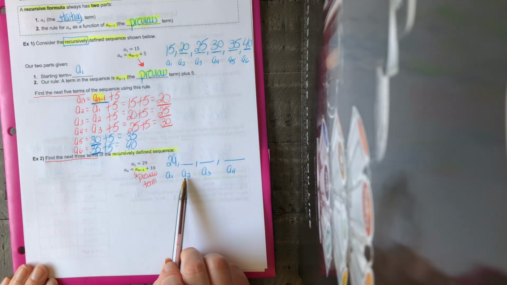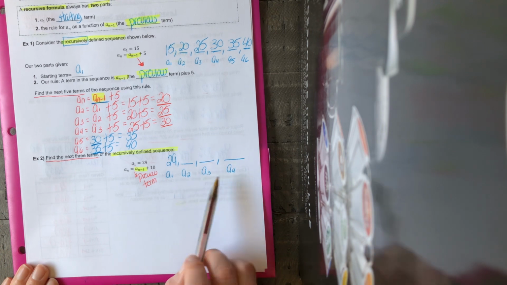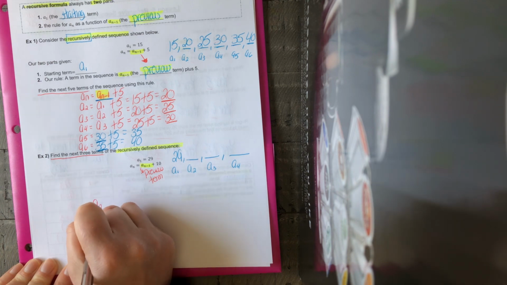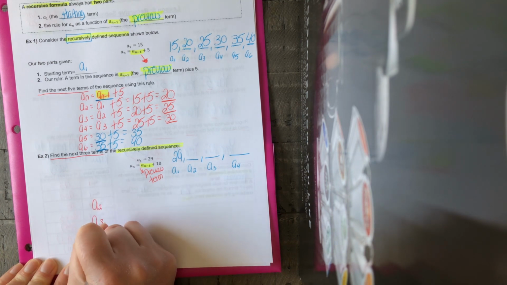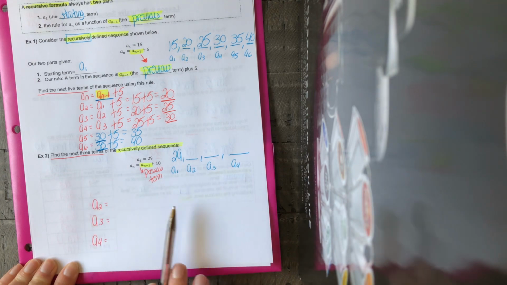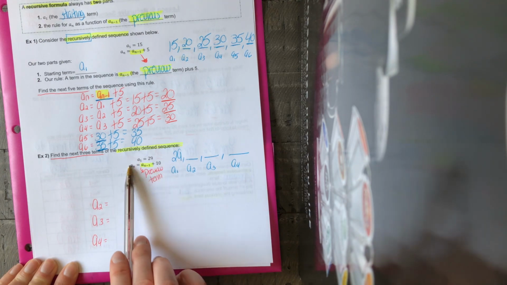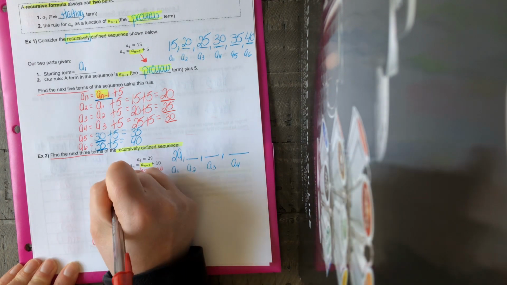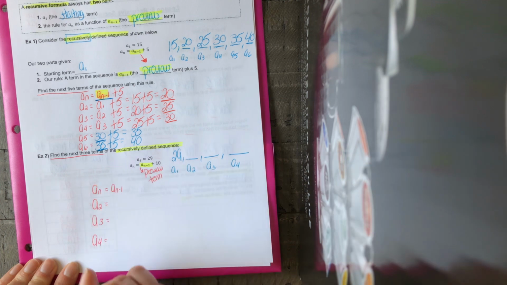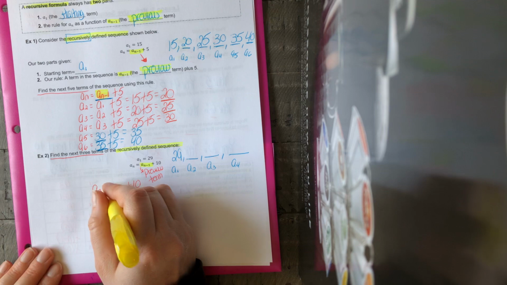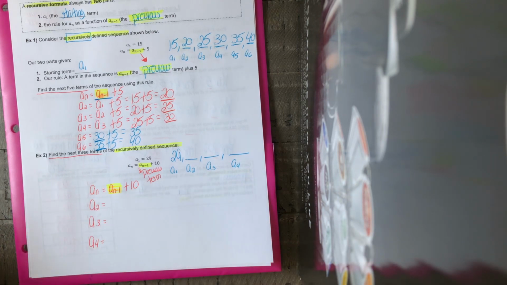Okay, I have to find the second term, the third, and the fourth. So I'm going to just list those on the side. The second term, the third term, and the fourth. And again, I'm going to find all these terms by using this formula. A sub n equals my previous term plus 10. I'm just going to highlight that one more time. It's that previous term plus 10.